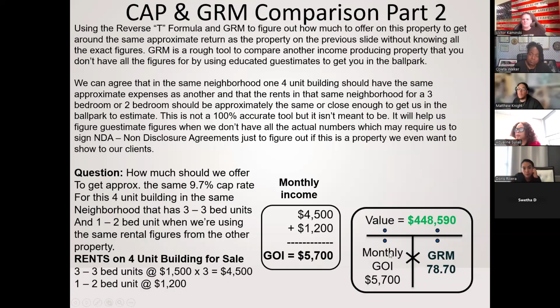See how if you're missing a number and you've got the other two, you could figure it out. And this is how we calculated the GRM on the other building on the previous slide that got us that higher cap rate range, and we applied it to this property. But you could only apply it because that was a 4-unit building and this is a 4-unit building. You could only do that to compare similar properties. 3-unit to a 3-unit, a 4-unit to a 4-unit. You can't compare a 3-unit building to a 4-unit building. It won't work.